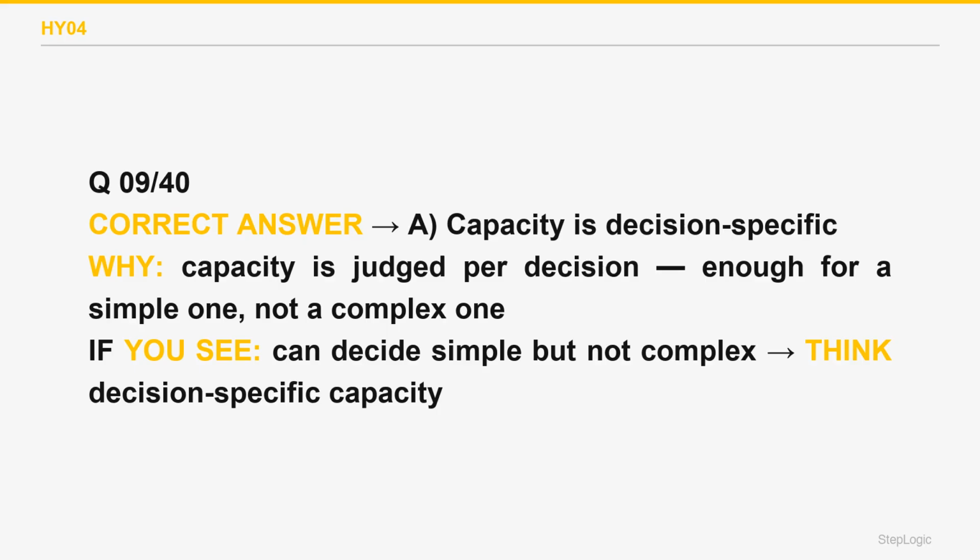The correct answer is A. Capacity is not all or nothing. Treating it as a single global switch ignores that it varies with the complexity of the decision. Choice D wrong. He does not lack all capacity. He clearly has it for the simple blood draw. Choice B wrong. This scenario illustrates that capacity is decision specific.